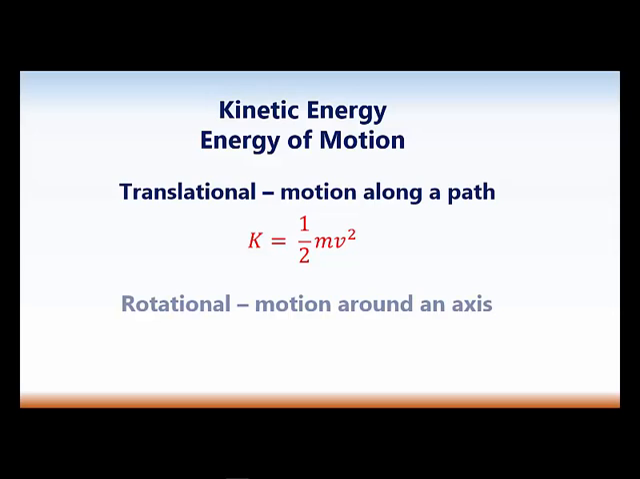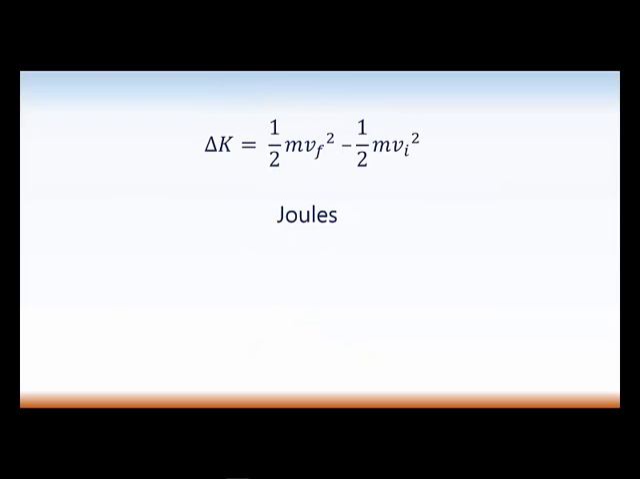The second type of kinetic energy is rotational kinetic energy, and that's motion around an axis, something turning in a circle. And the kinetic energy for that is 1/2 times the moment of inertia times the angular velocity squared. Now you'll probably be glad to know we will not be spending much time with rotational kinetic energy in this chapter.